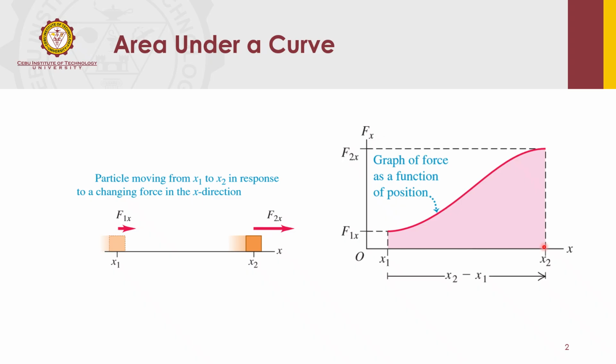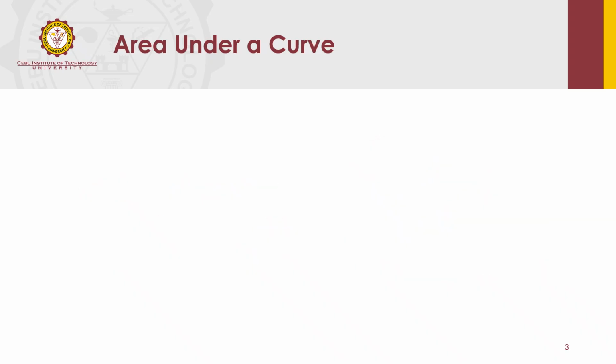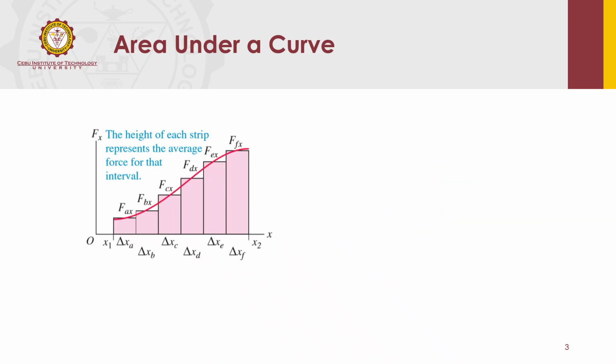But if the magnitude of the applied force is changing, is increasing for this example, then the pink area represents the work done on the object by the varying force or the changing force. So how do we get this area? We can create strips, or rectangles, to represent the work done on the object.